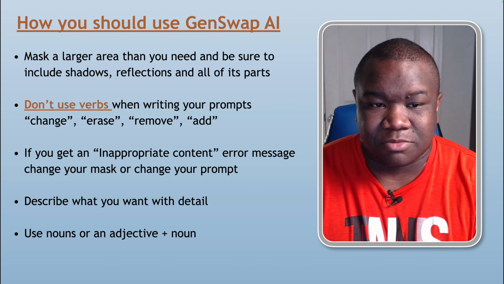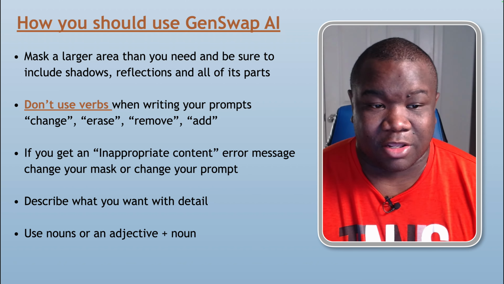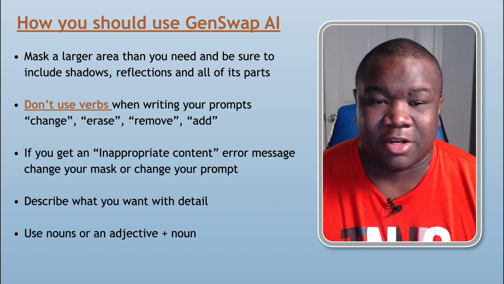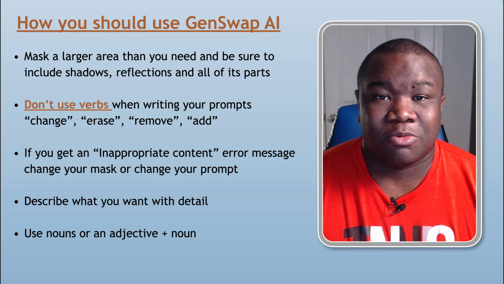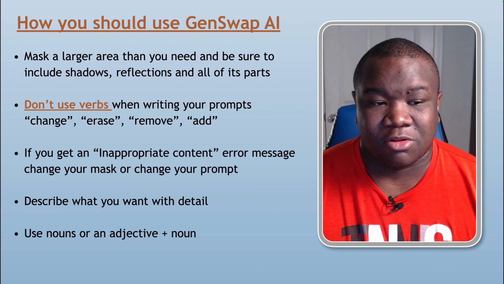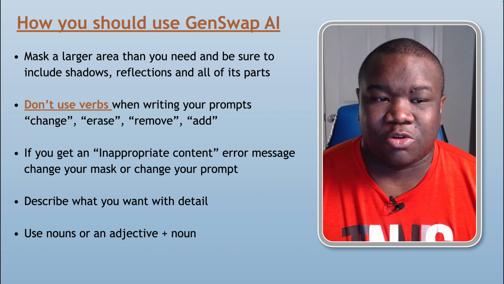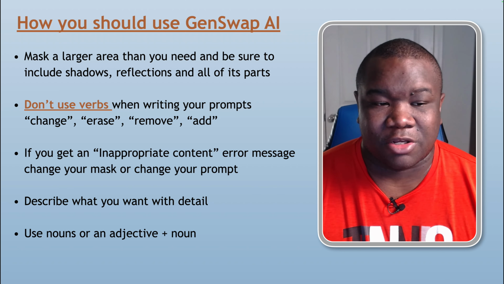The other thing, don't use verbs, all right? Verbs are the things that you do, all right? Change, erase, remove, add. Those are some examples. You don't want to use verbs, because as soon as you start to use verbs, then Luminar kind of has some problems. And I'll show that in action so that way you can see what it does.